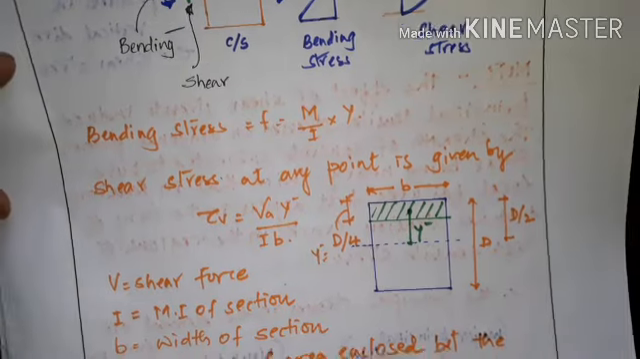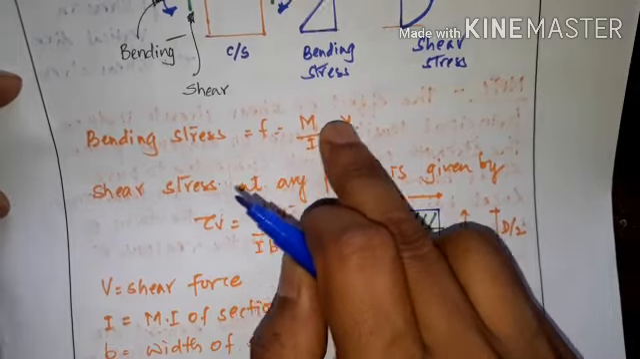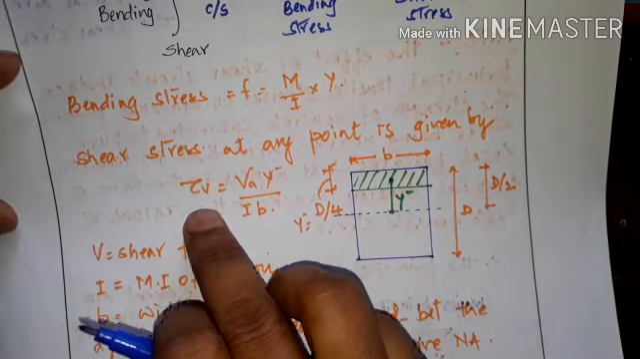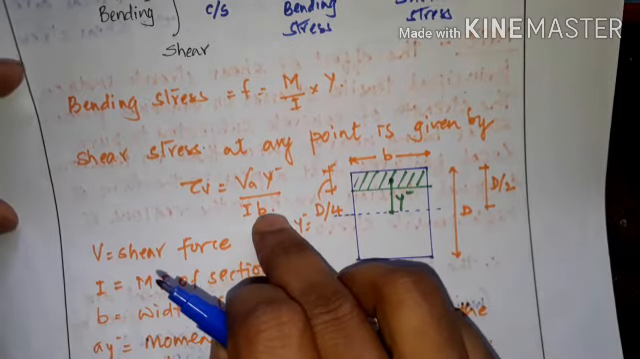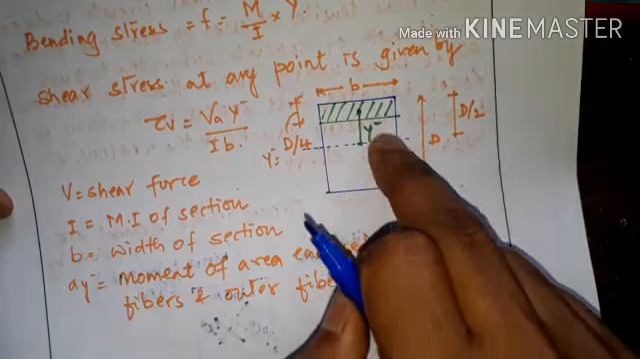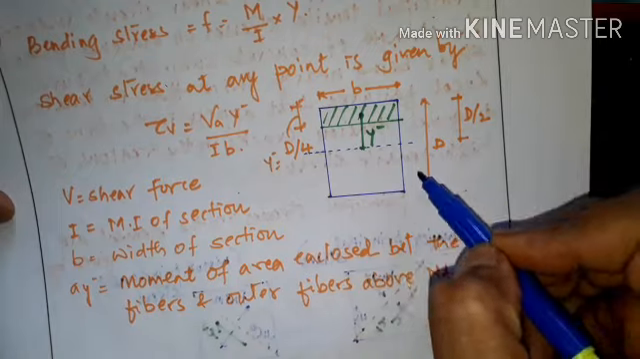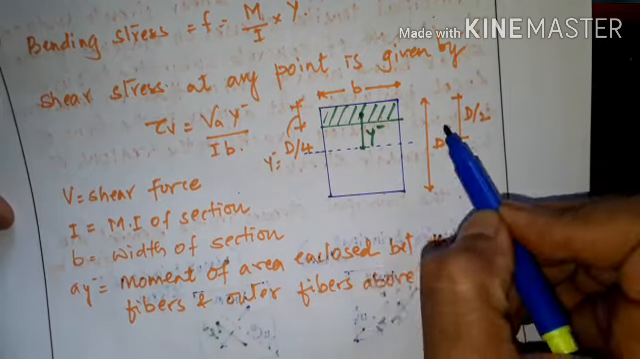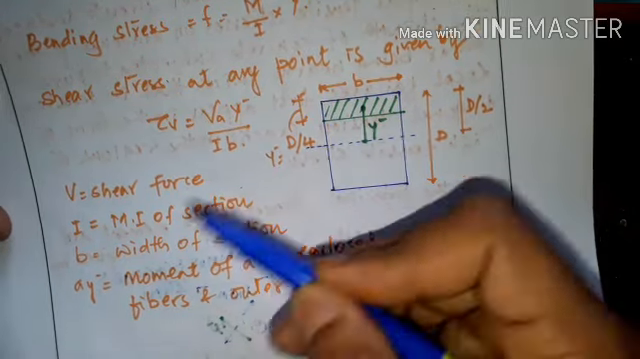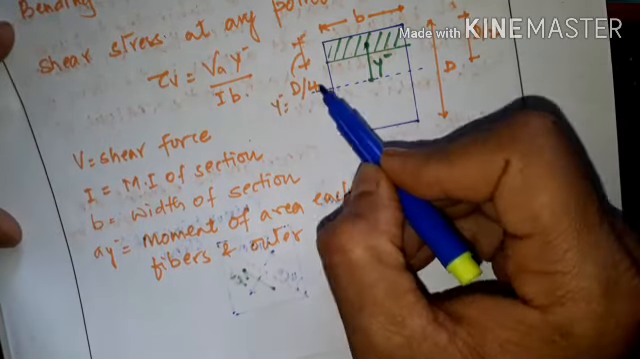So we'll move ahead. How can you calculate the bending stress? Bending stress f is equal to M by I into y, and the shear stress at any point is given by tau v equal to V A y bar upon I B. For a rectangular section of width B and depth D, you have to consider half of the rectangular section for the area A, I'll explain later, and y bar is half of D by 2, so it will be D by 4.